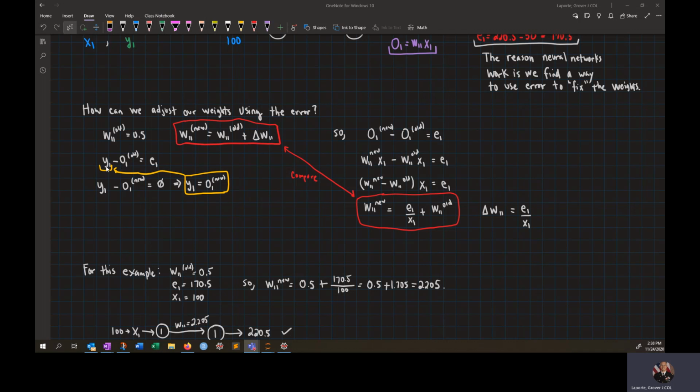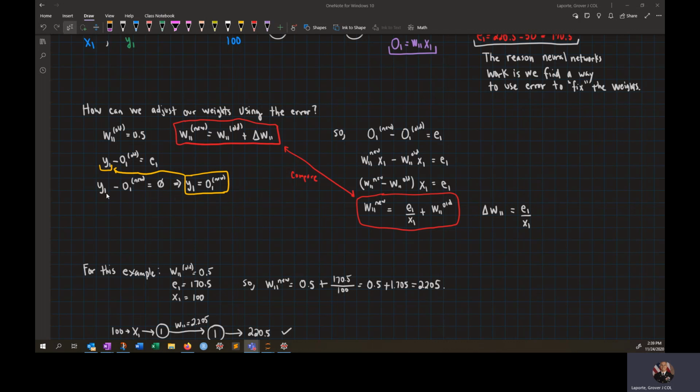And so if you just start off with y1 minus o1 old, that is our error, right? It's just what we calculated up here. This is our target minus our old output, which is equal to our error E1. And then again, what do we want to have happen? I guess is the question. We want our target minus our O1 new to equal 0. I put a little line through that to indicate that that's a 0.